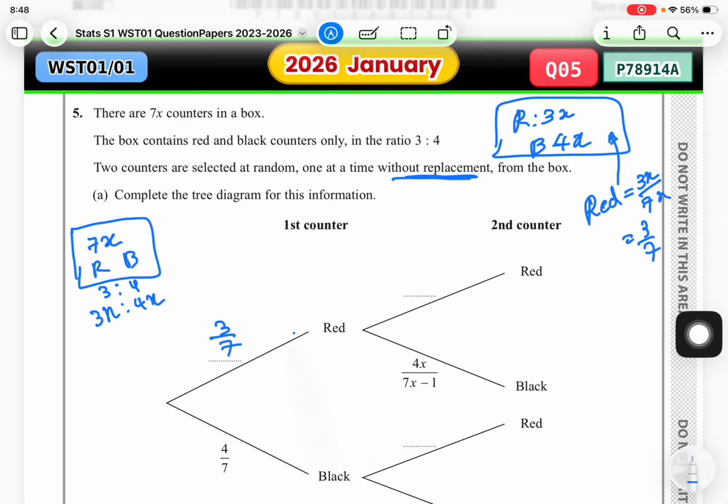Now if we take a red counter, what my box has is 3x minus 1 red and 4x black, because I already took a red out. So in my second counter, red will be 3x minus 1 divided by 7x minus 1.